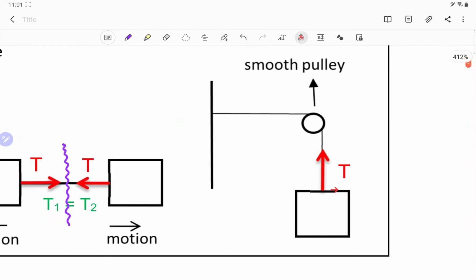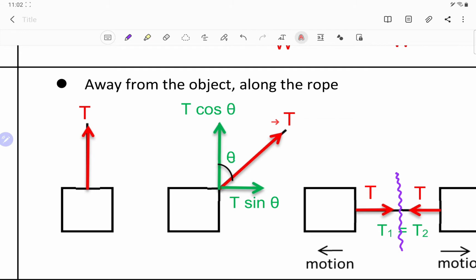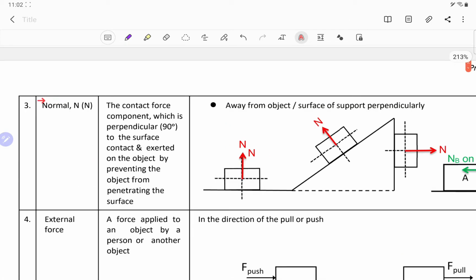Okay, for this diagram over here, this is the object. Jadi bila ada tali, the tension force akan menjauhi this object. Okay, so for this vector over here, later on kita kena resolvekan according to axis. Now given that the theta is near the y-axis, so y-axis yang akan pakai T cos theta, x-axis adalah T sin theta. Next we go to normal force.